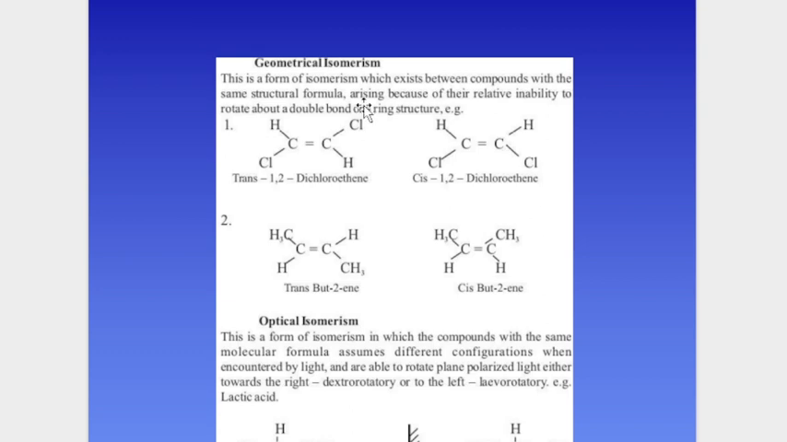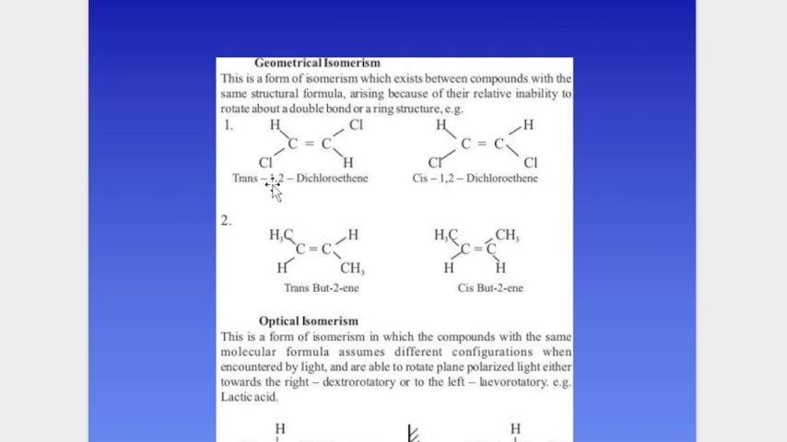In the case of your trans, if you notice, this is one of the bonds, this is the second bond. On one side of the bond, you have different substances, but in cis, you have the same thing on one side, the same thing on one side. But once it is trans, you have different substances on either of the sides. In cis, you have the same on both of the sides. But in trans, once you have different substances on either of the sides, it is referred to as trans.